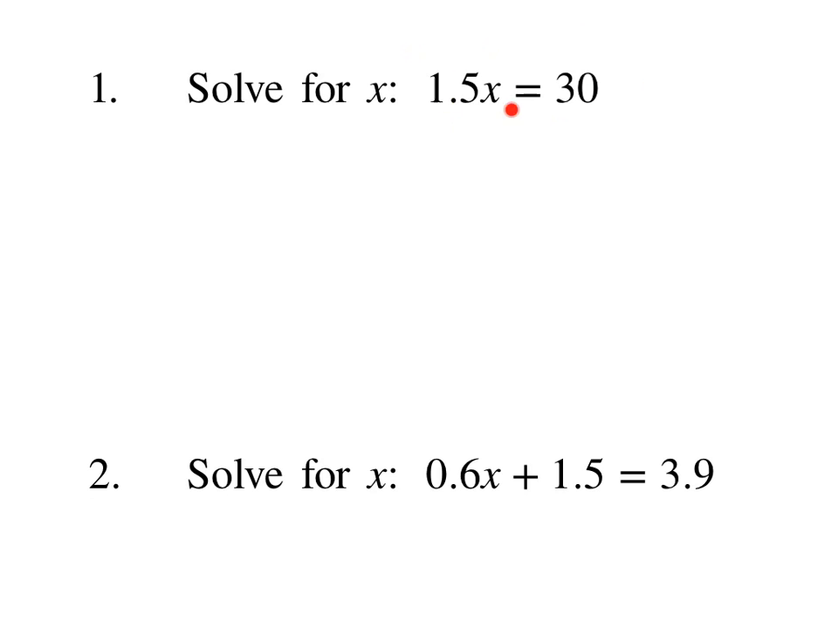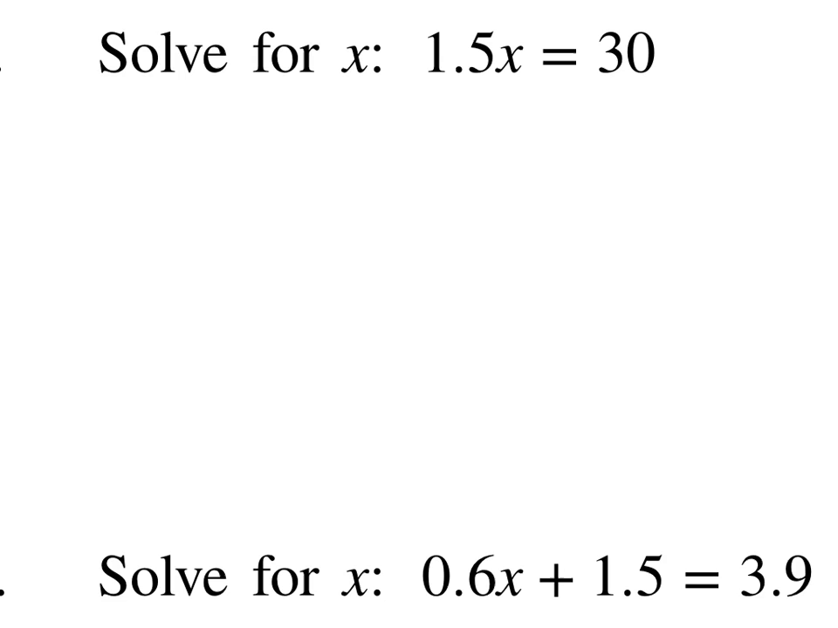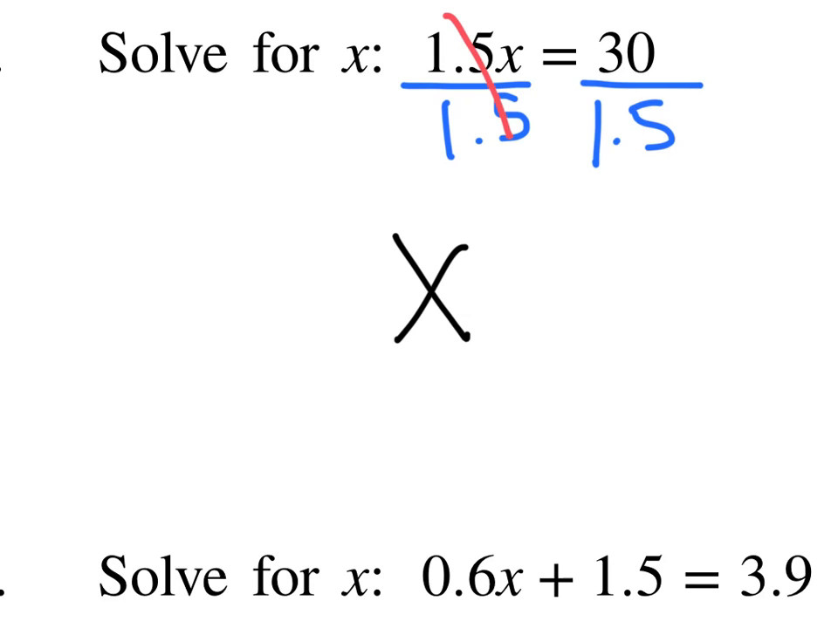Here I see the equation, 1.5x equals 30. I know that when we have a number next to a letter, that means they are being multiplied. We're going to have to do the inverse operation. So I'm going to divide both sides by 1.5, of course. When I divide both sides by 1.5, the 1.5's cancel out, so all that we're left with is x. And 30 divided by 1.5 is what?